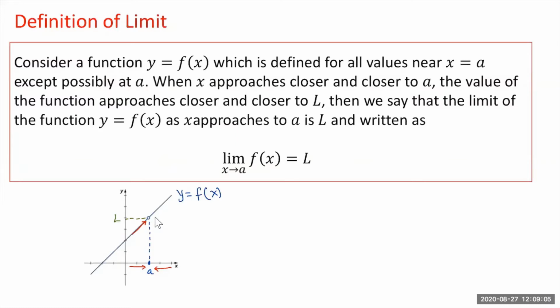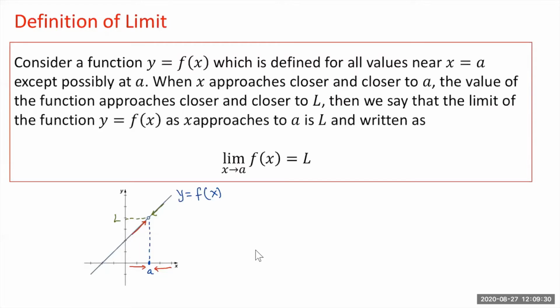The function value decreases and gets closer and closer to this value, which is also L. So that is the meaning here. When x approaches closer and closer to a, the value of the function approaches closer and closer to L. Then we say that the limit of the function f of x as x approaches a is L, and written like this.